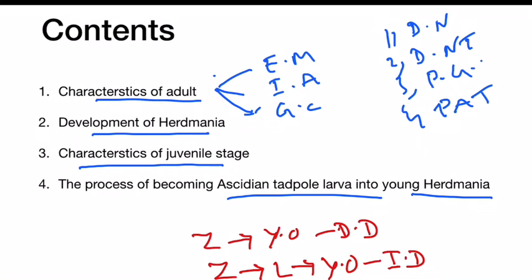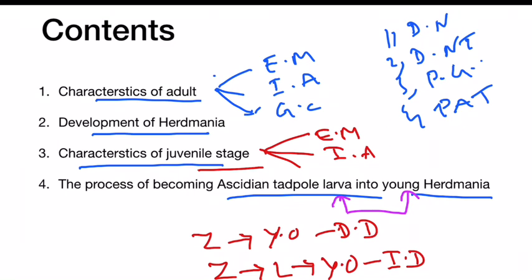That means the adult organism forms a larva. The adult organism will not produce the young organism; instead it produces a larva, called the ascidian tadpole larva. Then we are going to study the characteristics of that ascidian tadpole larva under the characteristics of the juvenile stage. There we will see the external morphology and internal anatomy of the ascidian tadpole larva, and also its general characteristics. Finally we will discuss how this ascidian tadpole larva becomes a young Herdmania. This process is known as retrogressive metamorphosis, and this is the prime objective of this video lesson.